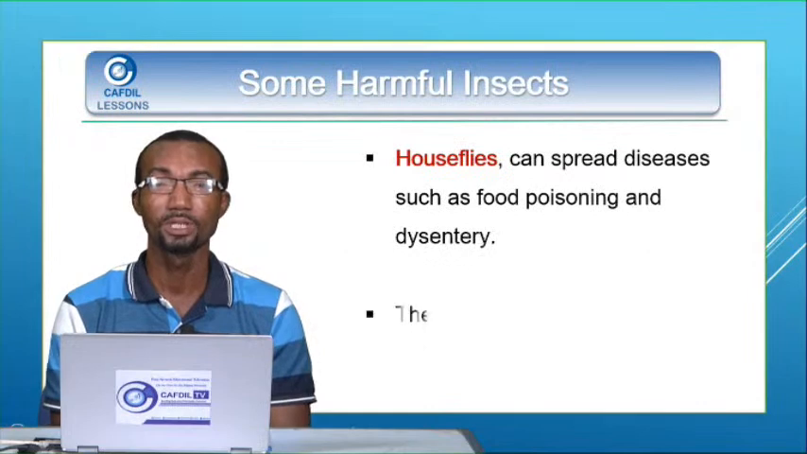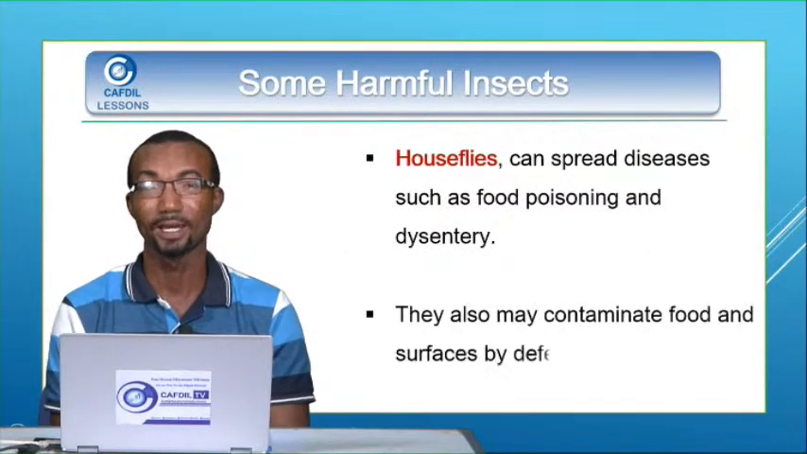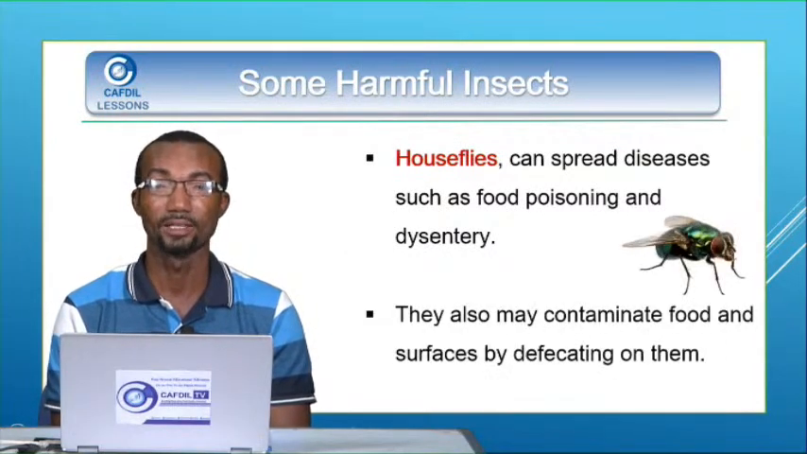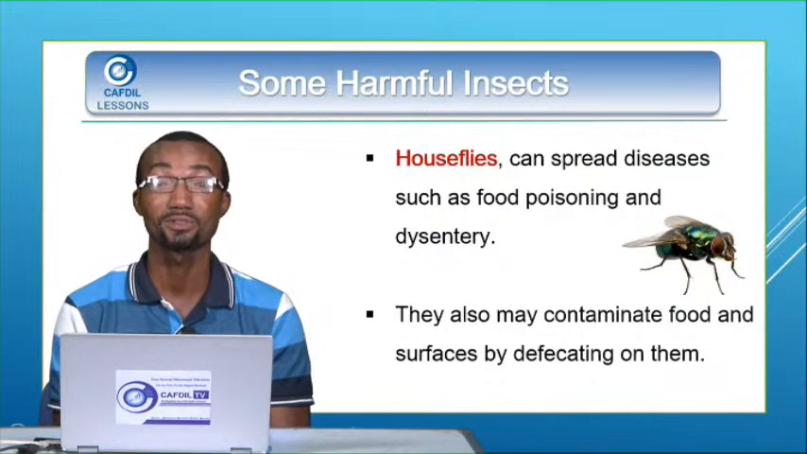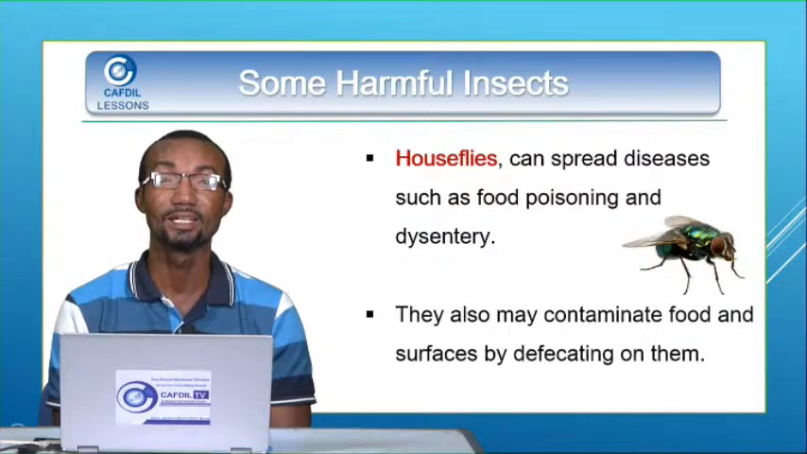Another harmful insect is the housefly. We all know the housefly. They are normally found in our homes. That is why we call it housefly. And houseflies can spread diseases such as food poisoning and then dysentery.